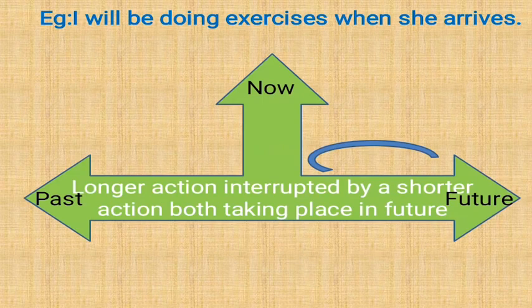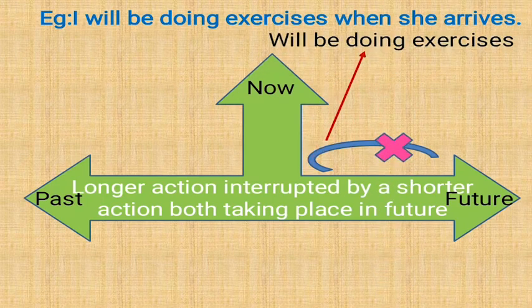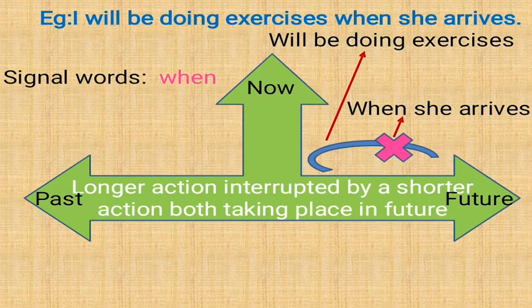Now, the next example. I will be doing exercises when she arrives. So, as I have told you about the use of future continuous tense, we use it when we talk about a longer action interrupted by a shorter action, both taking place in future. If you look at this example, will be doing exercises is interrupted by when she arrives. So this is the longer action, will be doing exercises, which is interrupted by the shorter action, that is she arrives, and the signal word is when.